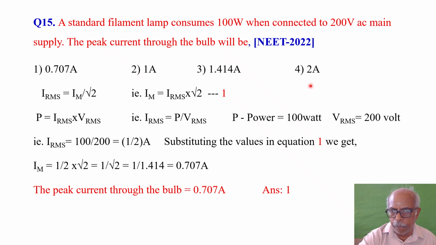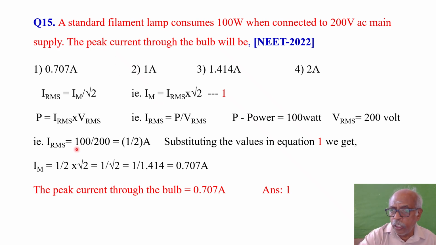So what is the problem, sir? IRMS is equal to Im divided by root 2. What is RMS, sir? Root mean square value of current. Im means peak value of current or maximum value of current. So Im is equal to IRMS into root 2. Then this root 2 goes to the other side, to the numerator. So Im is equal to IRMS into root 2. Let it be equation 1. This is the value Im that you are going to find. That is the peak current. This is the answer for this question.